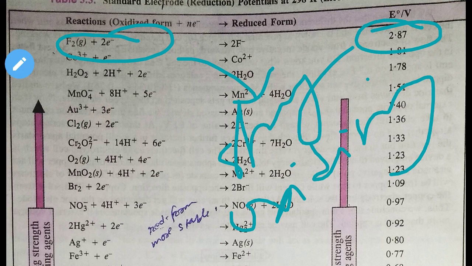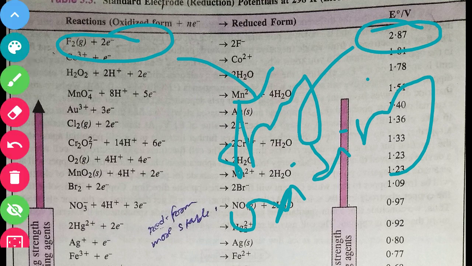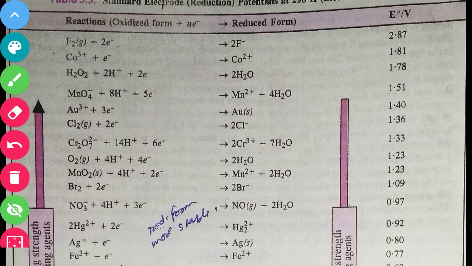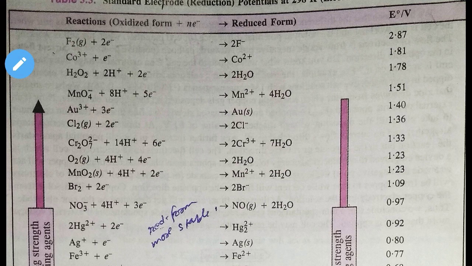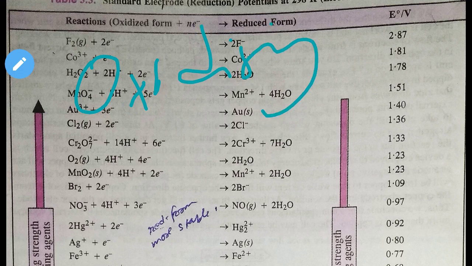If it is a strong oxidizing agent... Now students, you already know what a reducing agent and an oxidizing agent are. So if I say oxidizing agents, what is the meaning? Oxidizing agents are capable of accepting electrons. The oxidizing character is based upon the ability to accept electrons. Whenever we talk about the oxidizing nature, it is the ability to accept electrons.